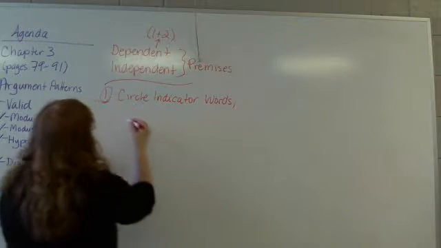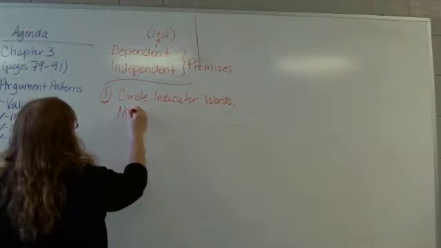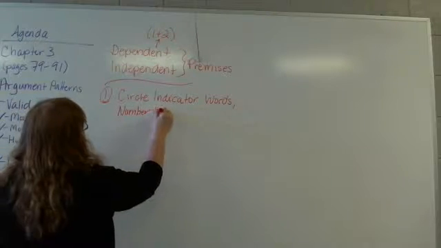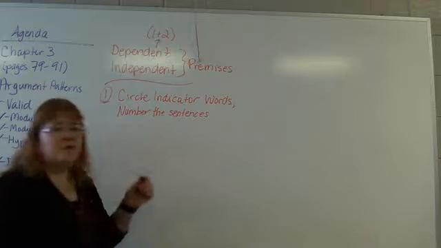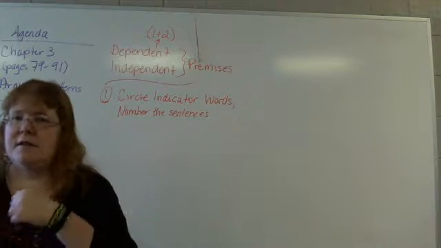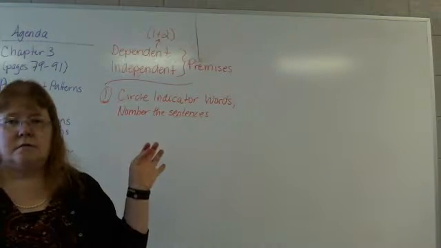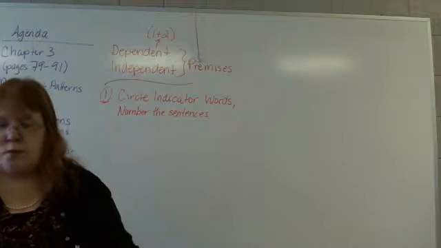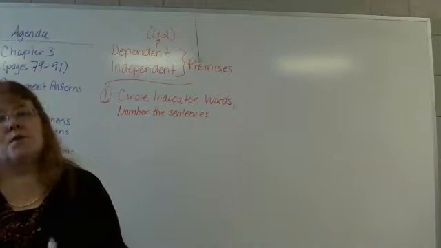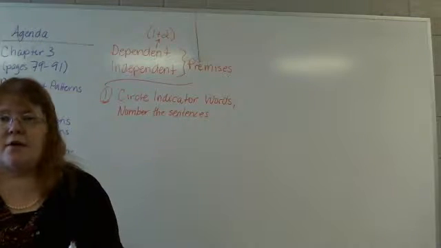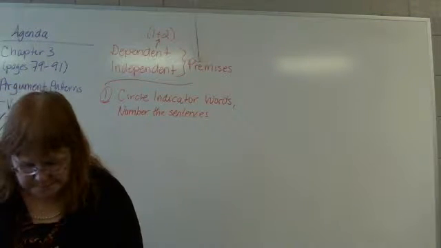The second part of this is to number the sentences. Start with the first sentence, 1, 2, 3, 4, 5, 6, 7, 8, 9, 10, however high you have to go. We're not making any value judgments at this point. We're just numbering them. And the numbers are what we're going to use to then diagram the argument later on.